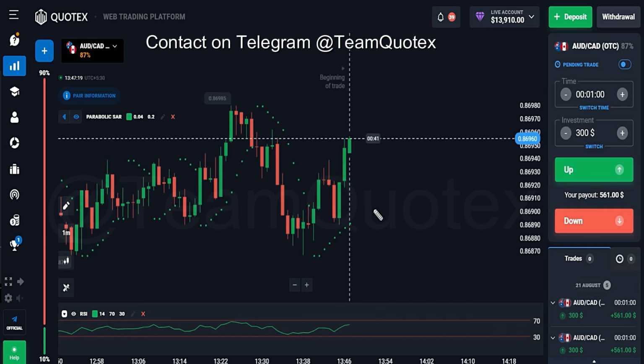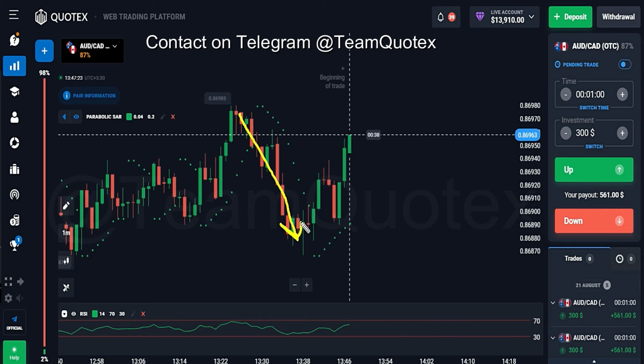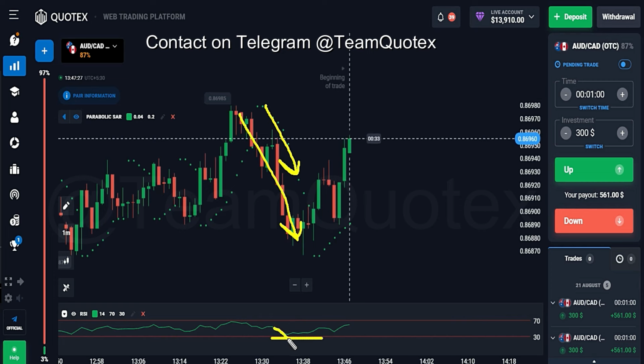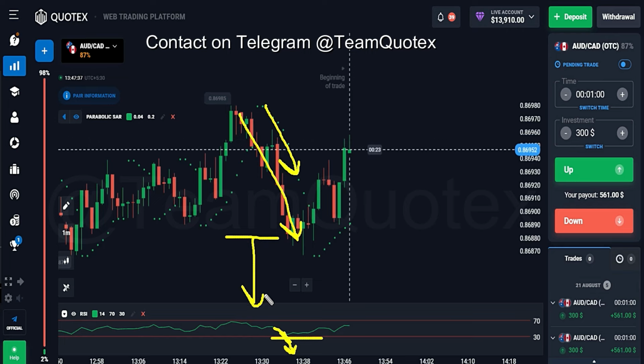Now what is the second confirmation? This is again the same. This is the market coming in down direction, and parabolic is supporting. Let's suppose RSI crosses your 30 in downward direction. That means it has already become oversold, so we will not try to place our trades in down direction at these levels, guys.